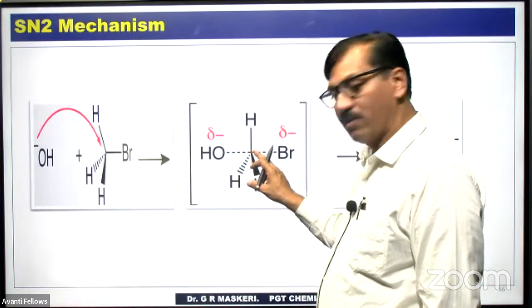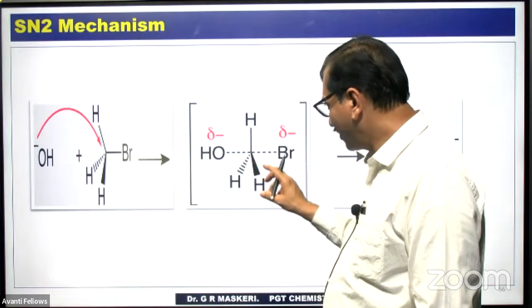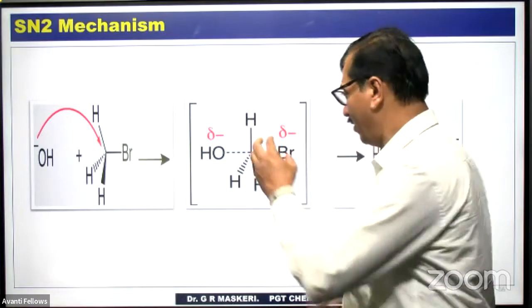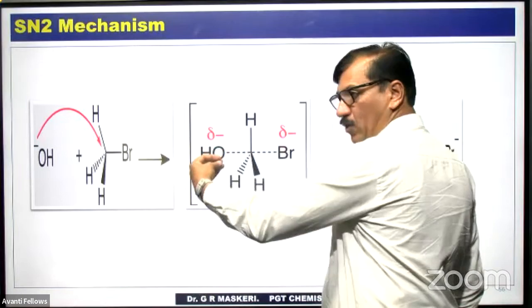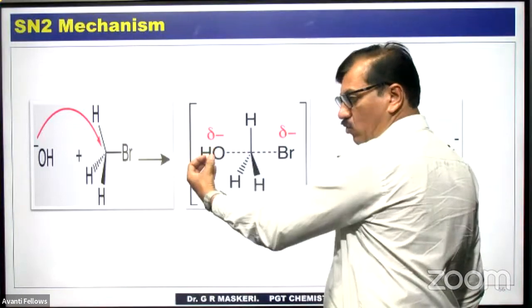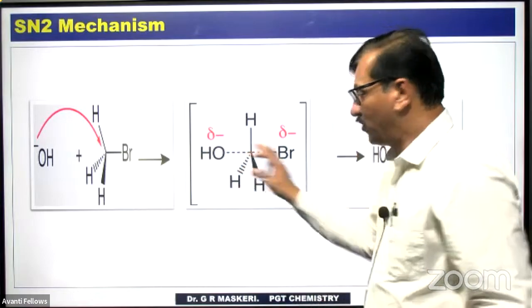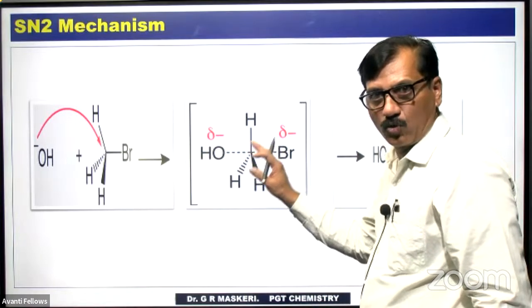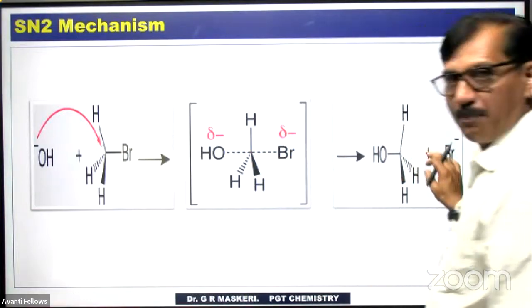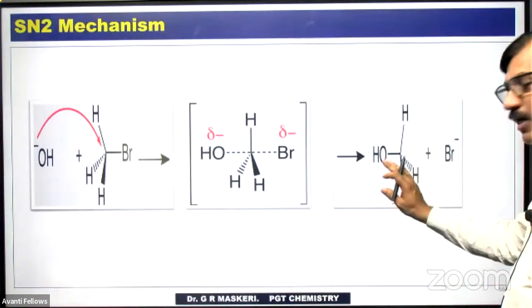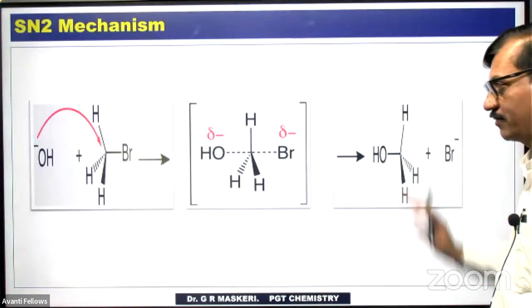So the carbon and the other substituents are aligned in the trigonal planar way. The leaving group and the incoming nucleophile are both at equidistance. This is the intermediate. Now at the end, the one which is more stable is being attracted more towards the carbon. Therefore, bromine completely goes away and OH remains there.